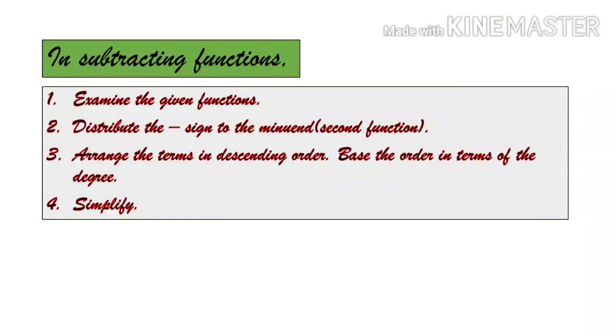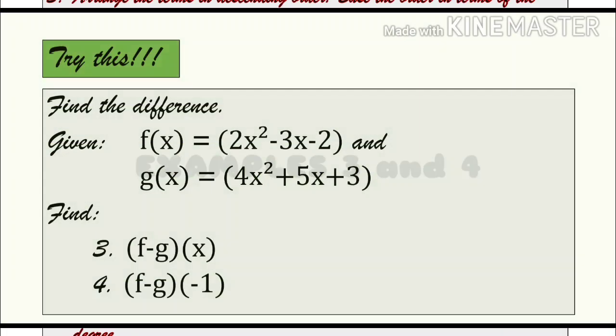In subtracting functions, you have to examine first the given functions. Secondly, distribute the negative sign to the minuend, or the second function. Third, arrange the terms in descending order. Again, you have to base the order in terms of the degree. And lastly, you have to simplify.